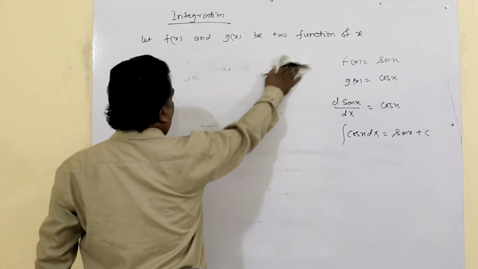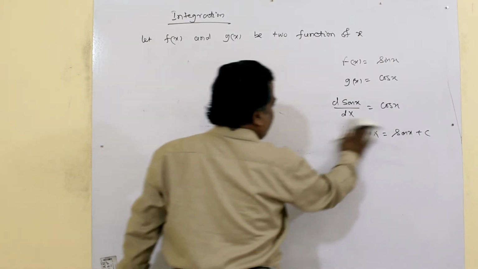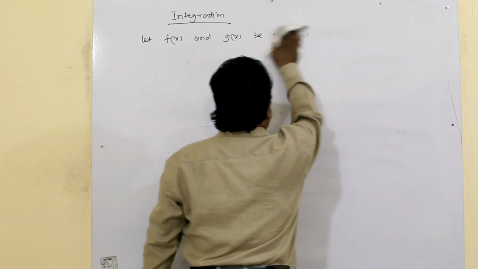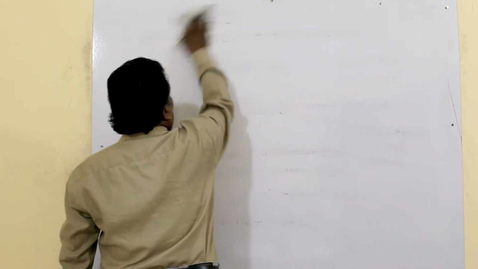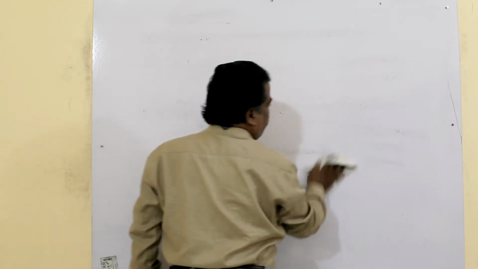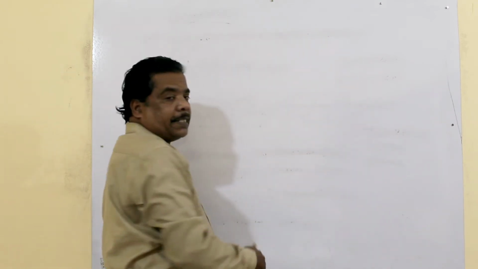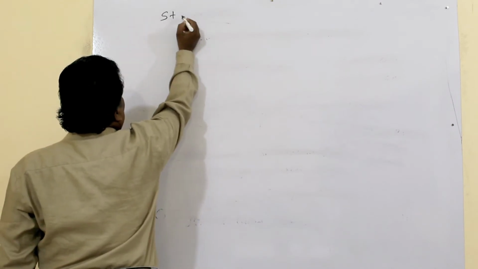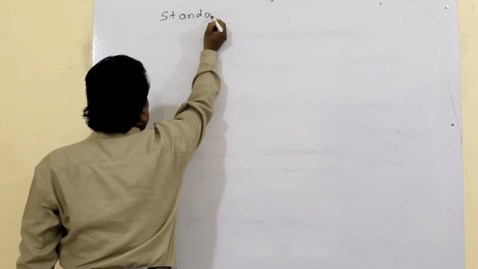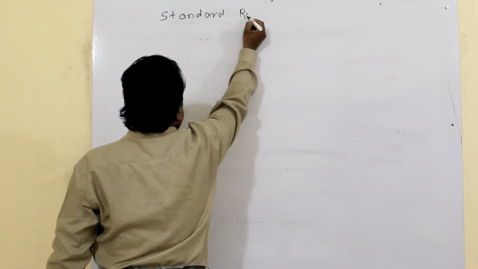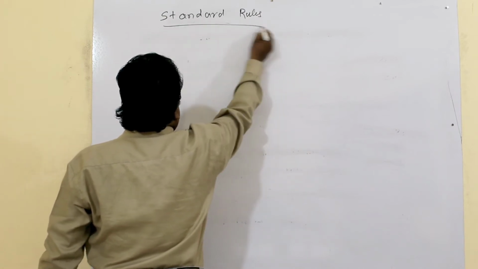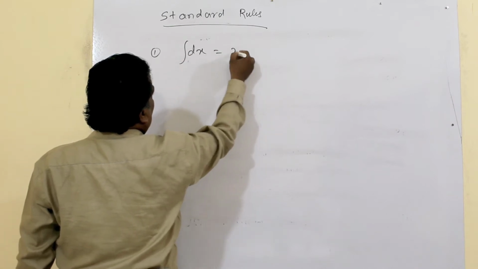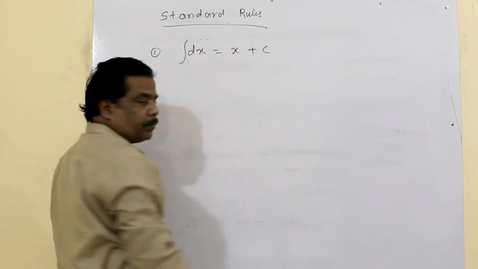So primitive of a function, or integral of a function, or antiderivative of a function is called integration. Now there are some standard rules of integration. Number 1: integral of dx is equal to x plus c.